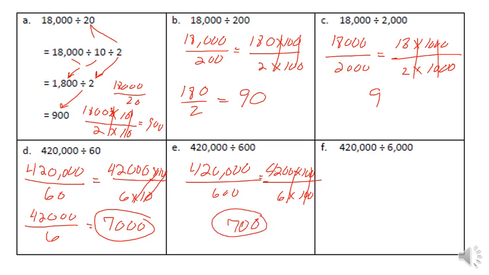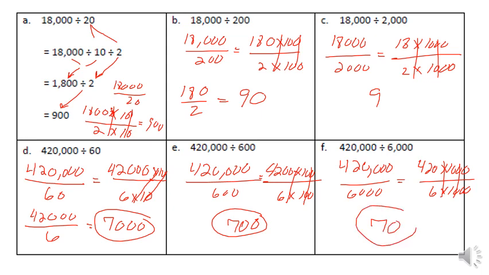And our last one here, we have 420,000 divided by 6,000. I'm going to take the 1,000 out, so I end up with 420 times 1,000 over 6 times 1,000. Take out the common factors. 6 will go into 42 7 times, plus the 1 zero, so we have 70.